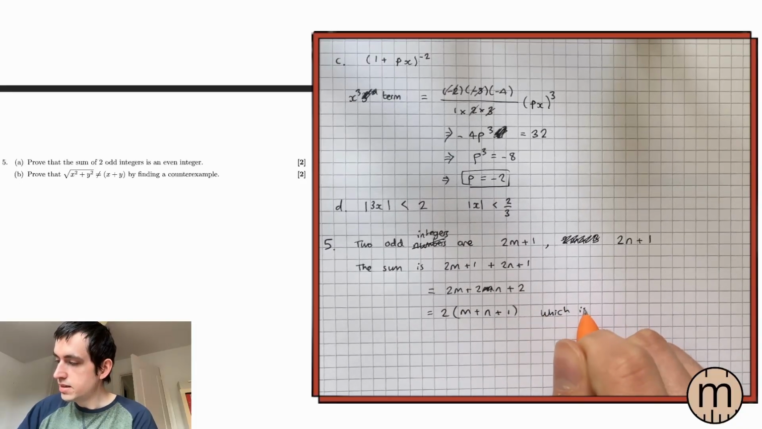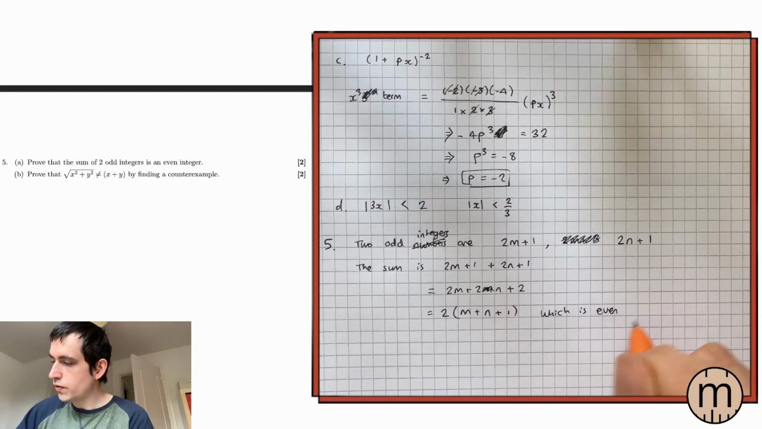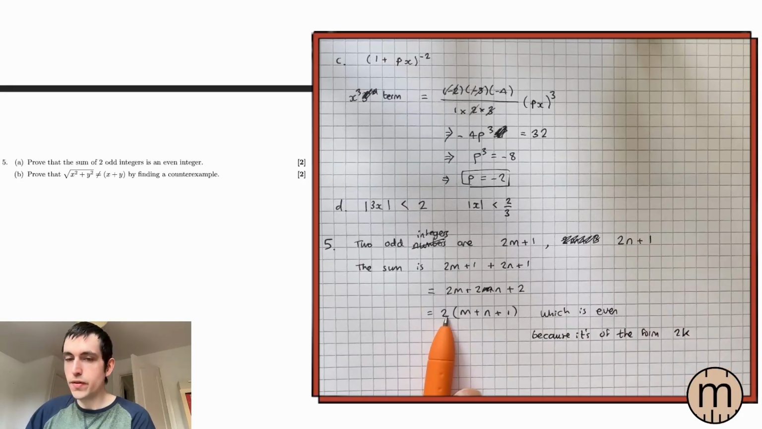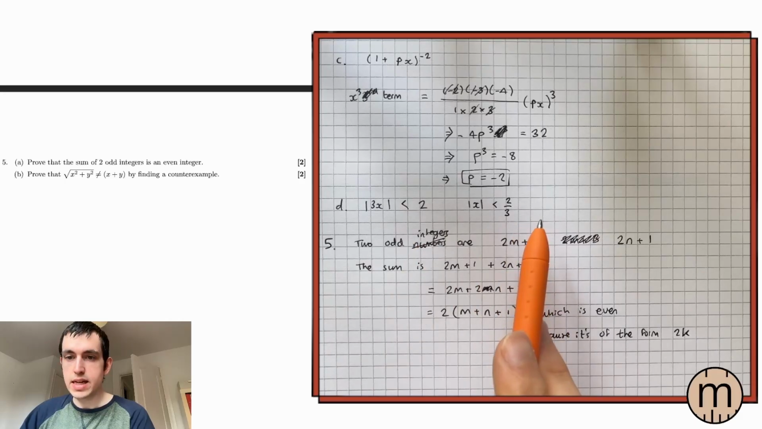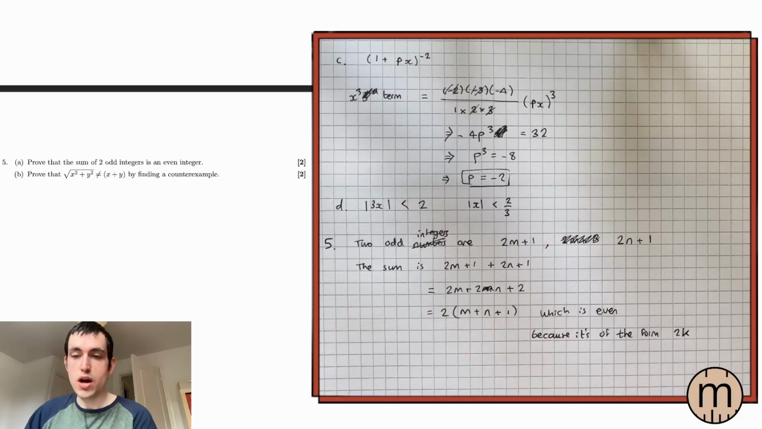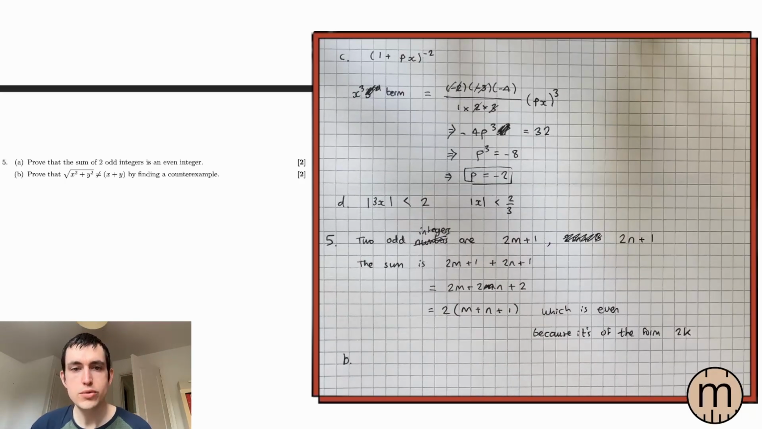And this is even. Why is it even? It's because it's of the form 2k. So it's of the form 2 times something, so it has to be even. That's the proof done. We've added together two odd integers, two arbitrary integers, summed them together. We've got something that's even, therefore that's done. 2 marks.